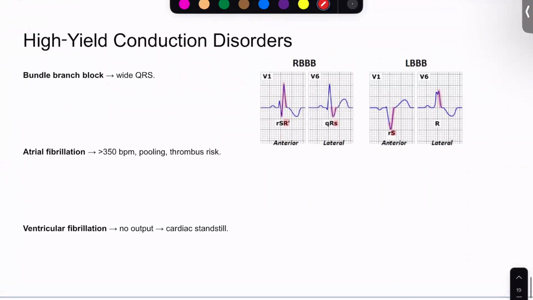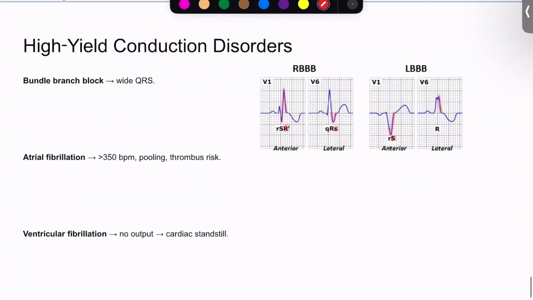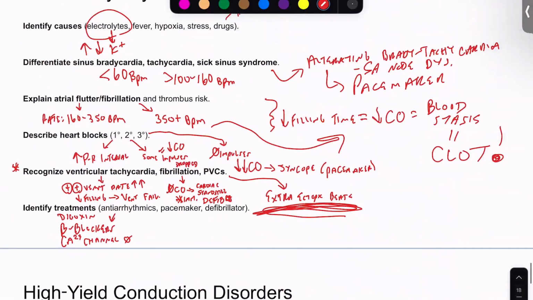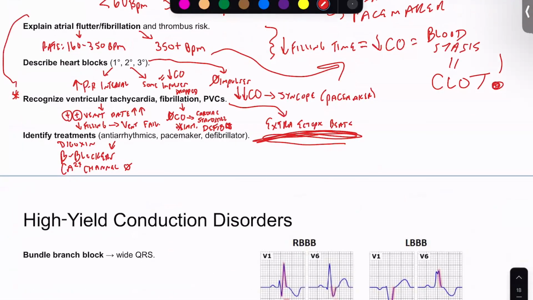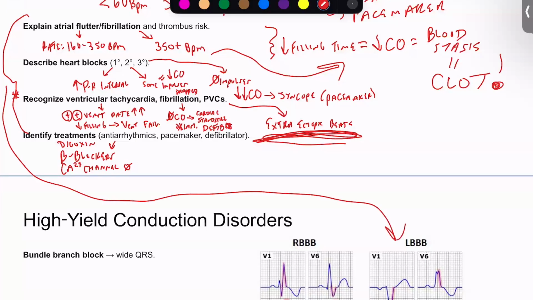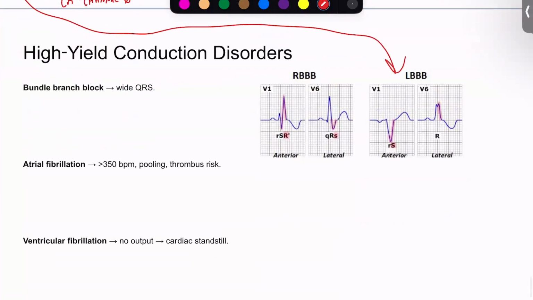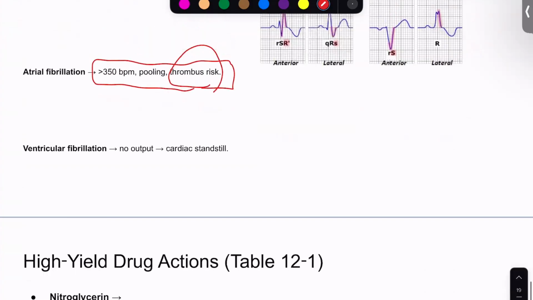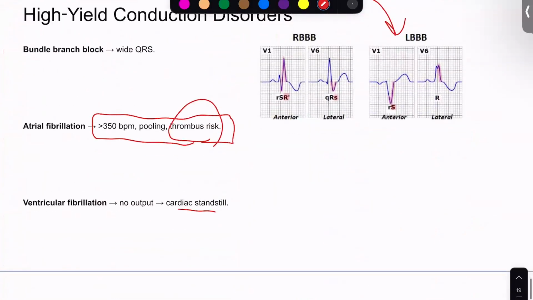All right, so we're gonna go over a few of the high yield conduction disorders. Again, this is pretty much everything that we talked about down here. I didn't realize I put these here, so if you want to know what these look like, they're down here. So a right bundle block versus a left bundle block. And then this is the main problem. So in AFib, the main problem is a thrombus risk. And then in VFib, the main problem is cardiac standstill. But I would still go on and look at what they look like.